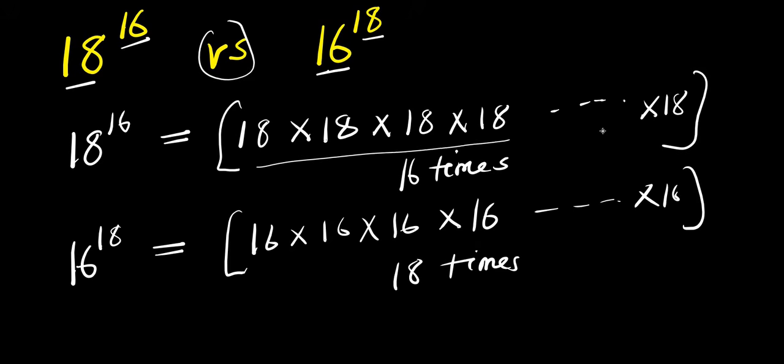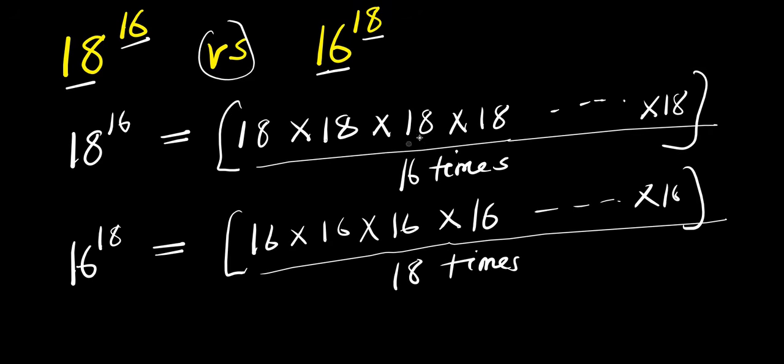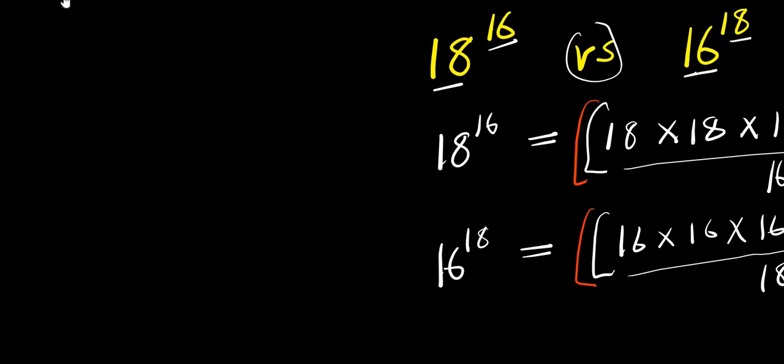So if you can multiply this and multiply this, then you will know which of these two numbers is the bigger number. But we are not using a calculator, so it's going to be very difficult to multiply this out. So what way can we use to find out which is the bigger number? We are going to assume that 18 power 16 is A, while 16 power 18 becomes our B.